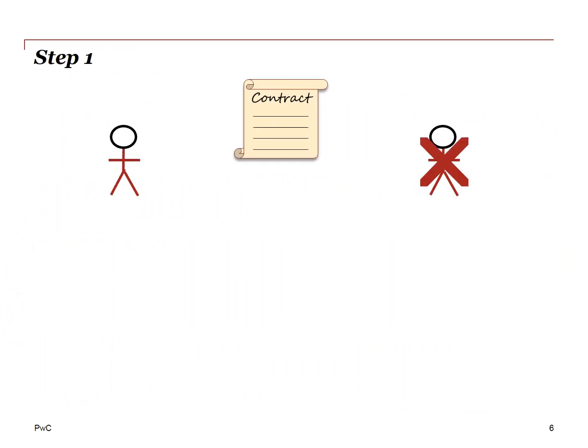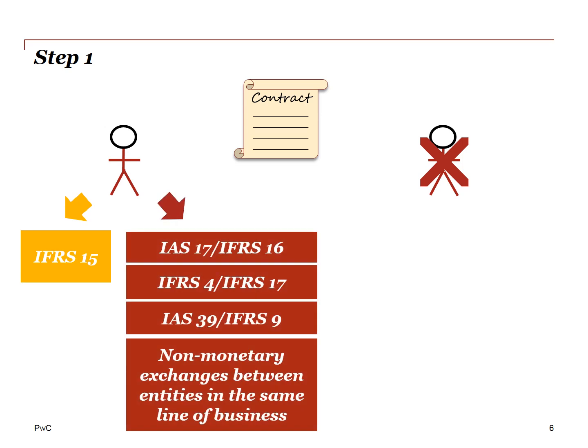Once a contract has been identified, there is a need to identify whether it is a contract with a customer. Contracts with a customer are in the scope of IFRS 15, except for certain types of transactions.